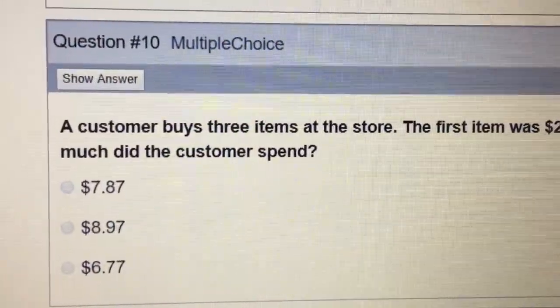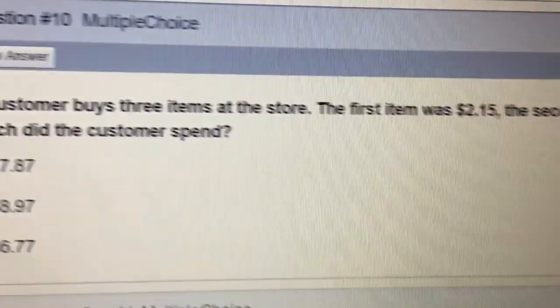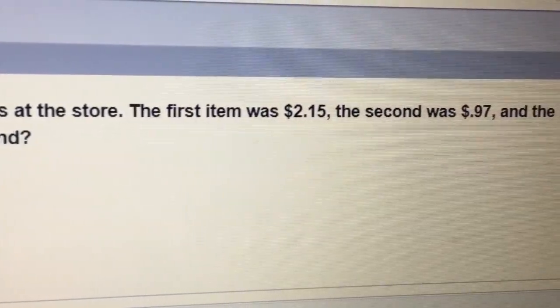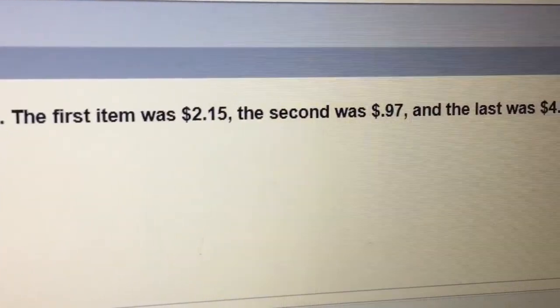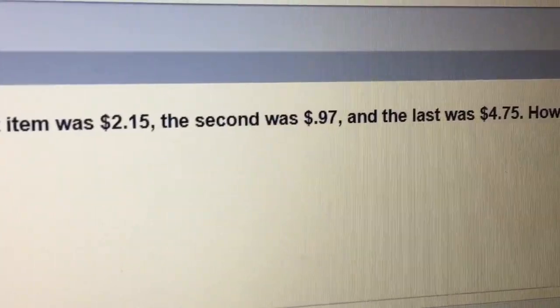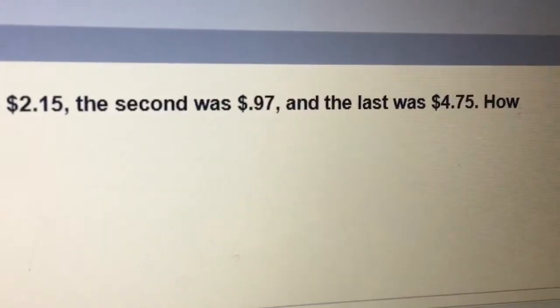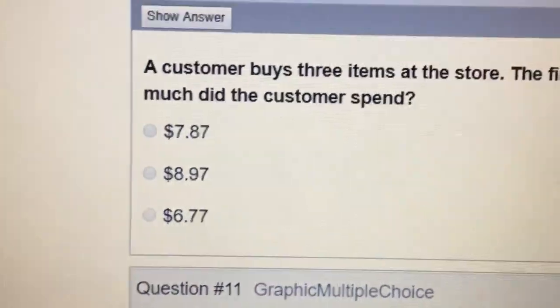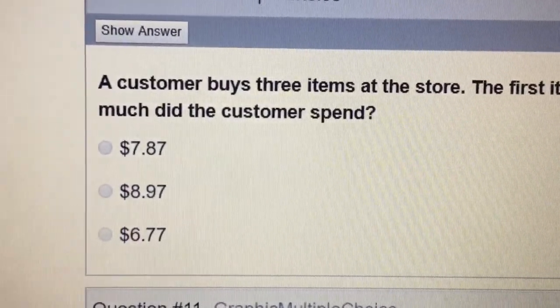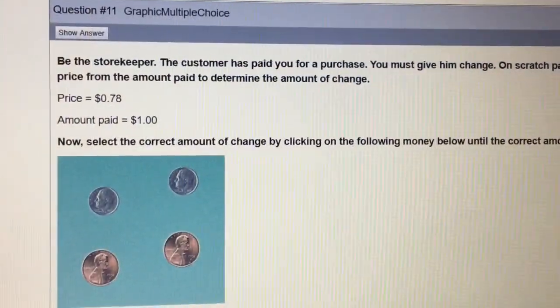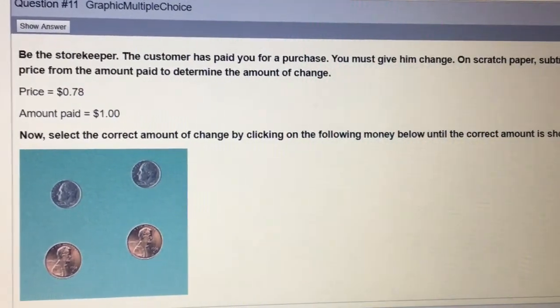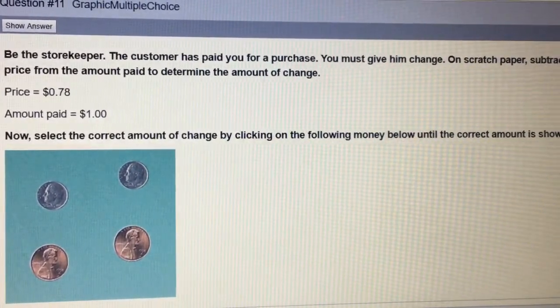Question 10. A customer buys 3 items at the store. The first item was $2.15, the second item was 97 cents, and the last item was $4.75. How much did the customer spend? Question 11. Be the storekeeper.